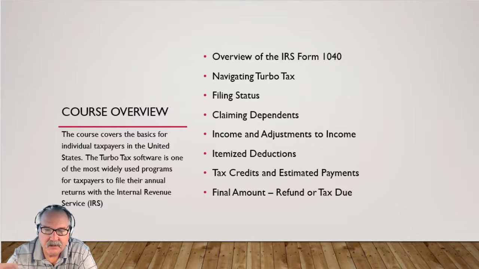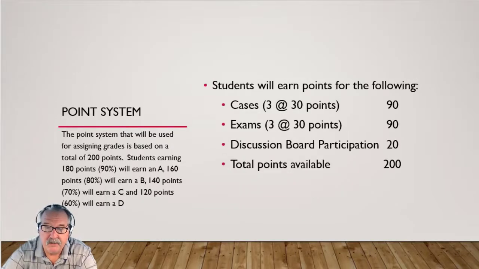From taxable income, we can apply tax credits, estimated payments, and then calculate the final amount of refund or tax due after that. The class is broken up into basically 3 cases.